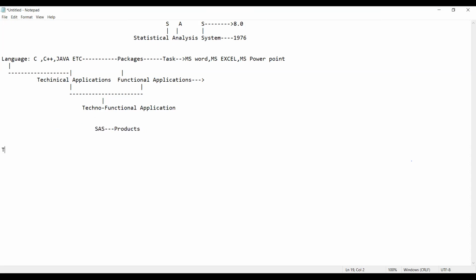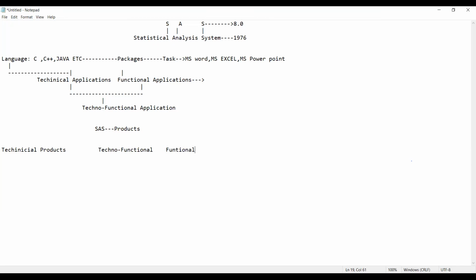The first category is called technical products. Getting my point? And the second one is called techno-functional products. And the third is called functional products. Technical products, techno-functional products, and functional products.